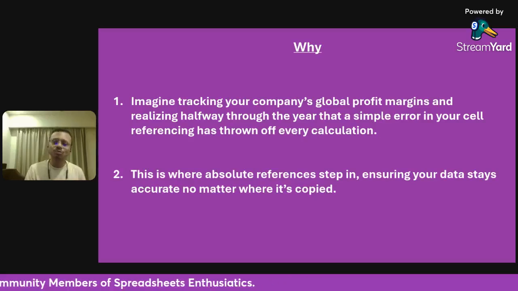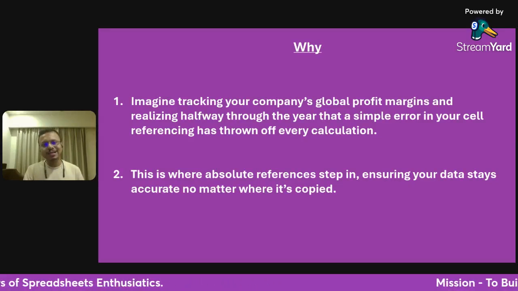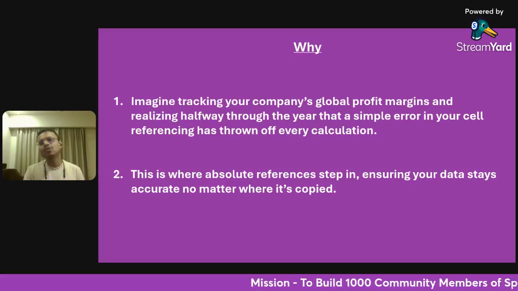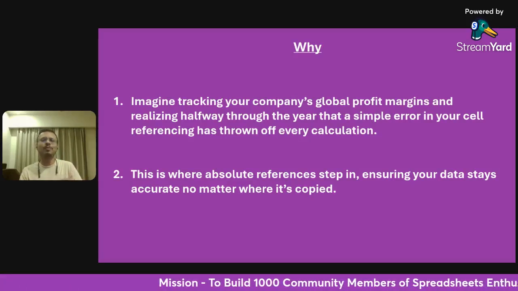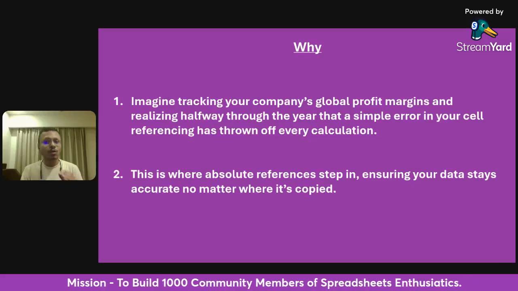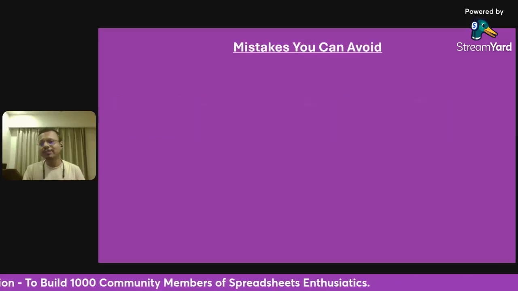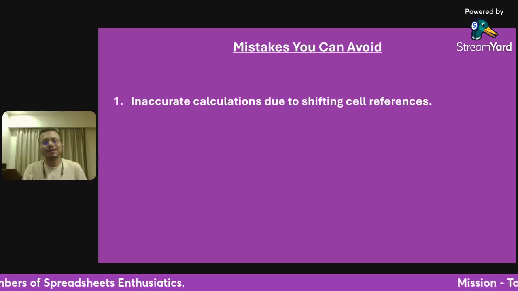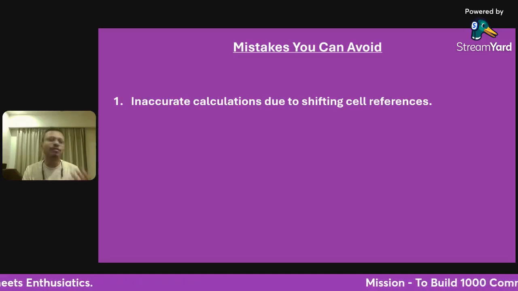So this is where the absolute reference comes in, because it ensures that data stays accurate no matter whether it is copied or not. Because even with one single copy, you feel that okay, this is just copy, Control C and Control V, that's all. No, it matters a lot. Okay, now what mistakes can you avoid? Incorrect calculations can be avoided by preventing the shifting of cell references.